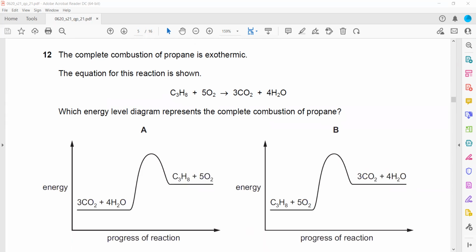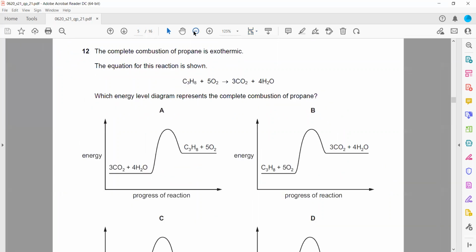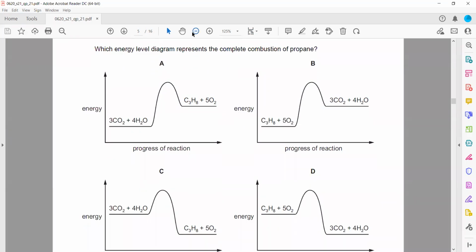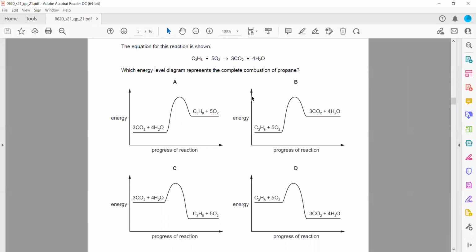In question 12, the complete combustion of propane is exothermic. Whenever you have an exothermic reaction, the reactants have high energy and the products should have low energy. So this is wrong because this is for endothermic. This is also wrong. So either C can be an answer or B.